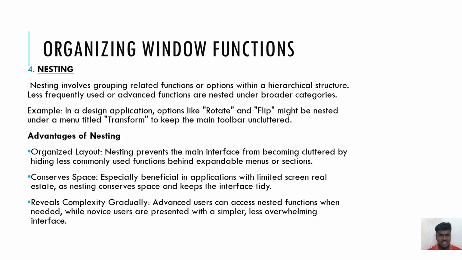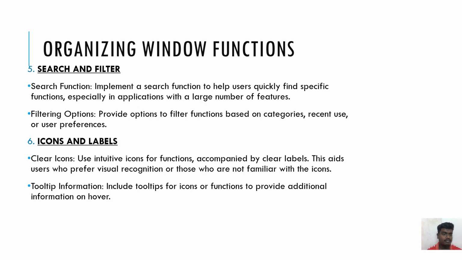Nesting. Nesting involves grouping related functions or options within a hierarchical structure. Less frequently used or advanced functions are nested under broader categories. Example, in a design application, options like rotate and flip might be nested under a menu titled Transform. Advantages of nesting: organized layout, conserves space, reveals complexity gradually. Search and filter. Search function. Implement a search function to help users quickly find a specific function, especially in applications with a large number of features. Filtering options. Provide options to filter functions based on category, recent use, or user preferences.